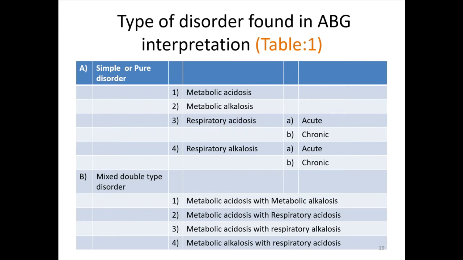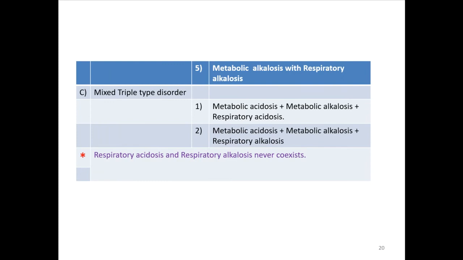B. Mixed double type disorder. 1. Metabolic acidosis with metabolic alkalosis. 2. Metabolic acidosis with respiratory acidosis. 3. Metabolic acidosis with respiratory alkalosis. 4. Metabolic alkalosis with respiratory acidosis. 5. Metabolic alkalosis with respiratory alkalosis.